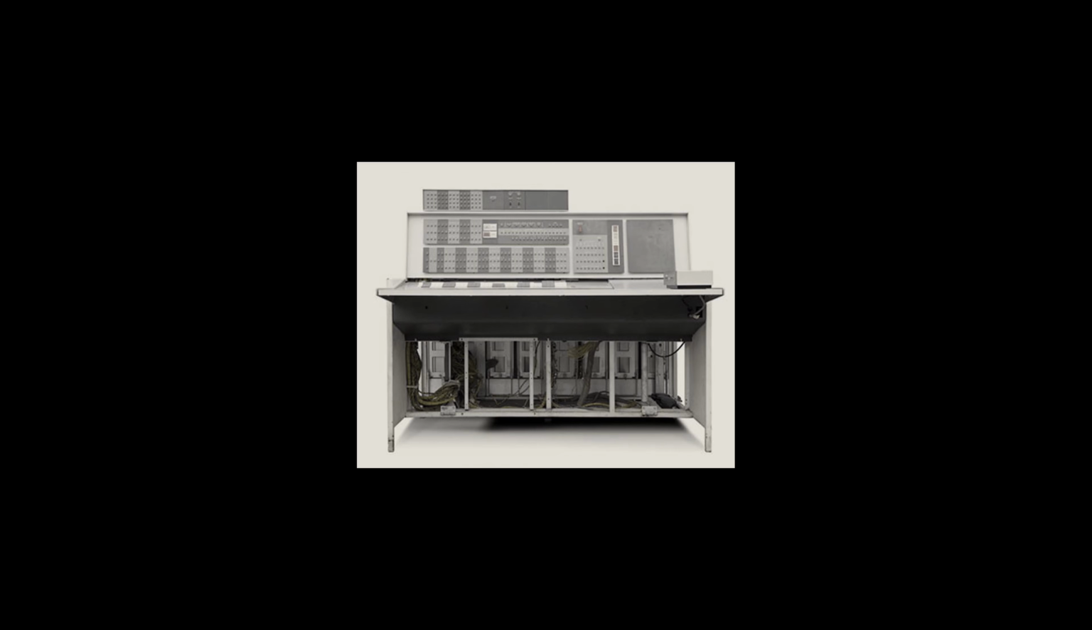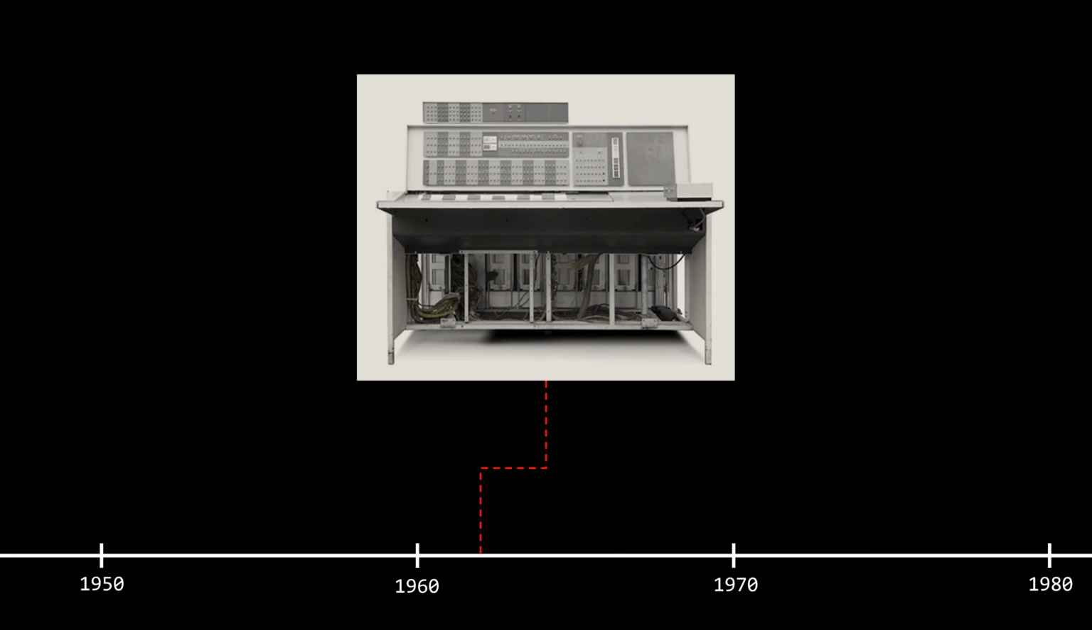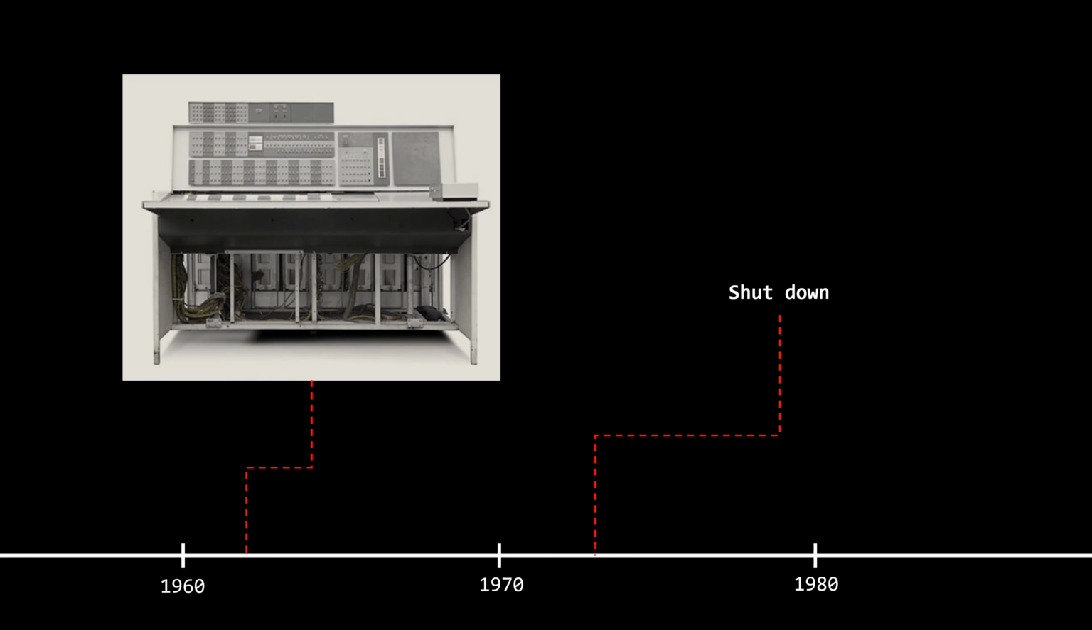Here's an interesting story. The IBM 7094, a powerful mainframe computer used by NASA and the U.S. Air Force for scientific and military applications, was introduced in 1962. Rumor has it that when they shut it down in 1973, they found a low-priority process that had been submitted back in 1967 and had not yet been run.